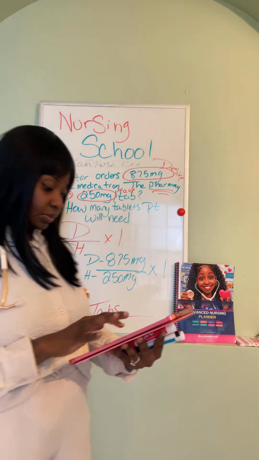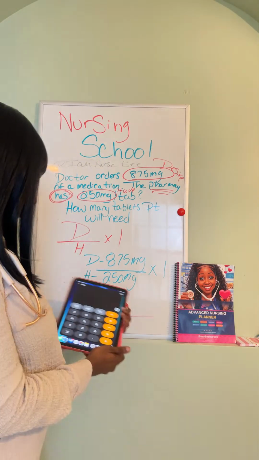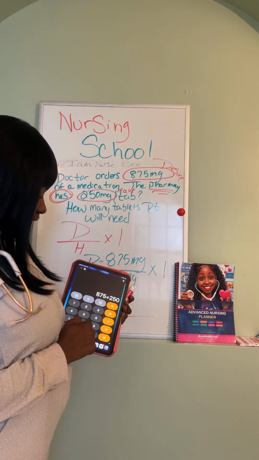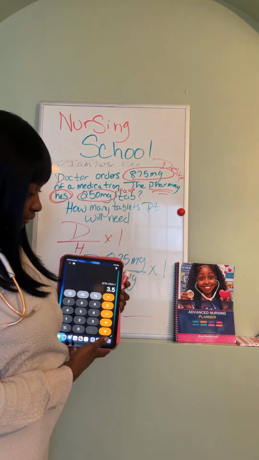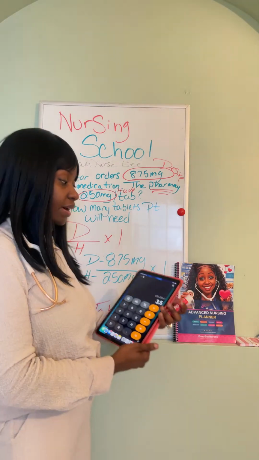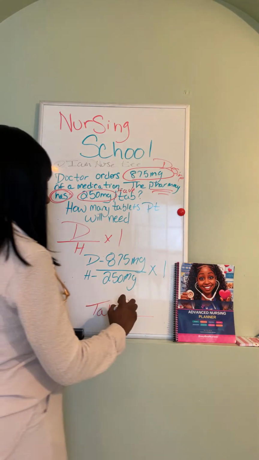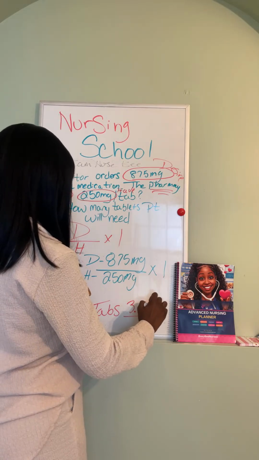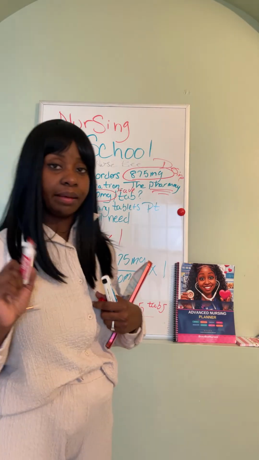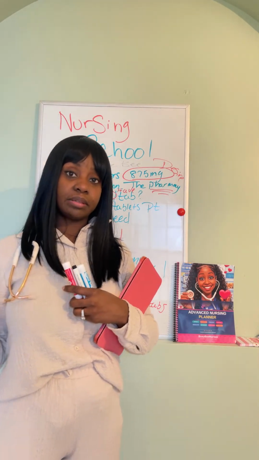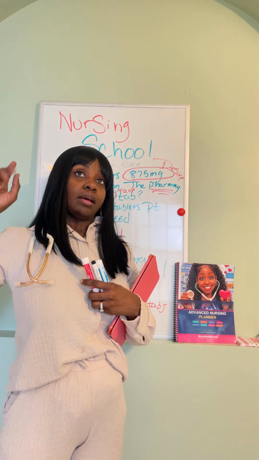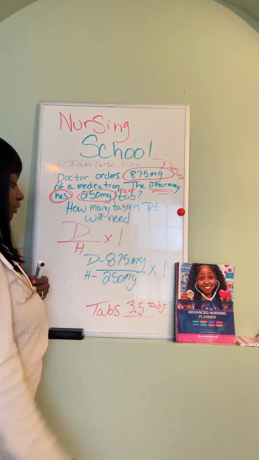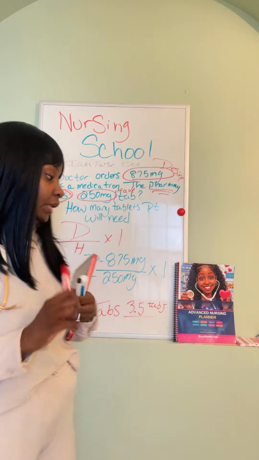So you are going to do 875. You're going to divide it by 250, times it by 1. And it's going to give you 3.5. So the patient is going to need 3.5. So you're going to get 3 tablets. Well, you're going to get 4 tablets. You're going to have 3 whole tablets, and the 4th one you're going to cut in half, which is going to give you your 0.5. Okay? Got it?